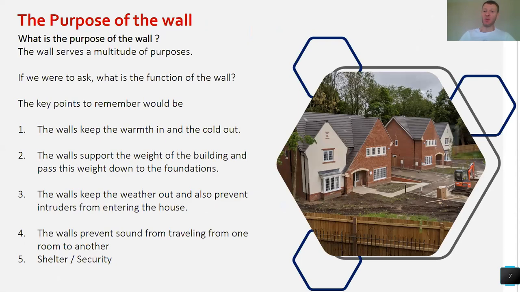Number one is to keep the house warm. It's to stop heat loss, but it's also to keep the cold out in winter. The purpose of the walls is to spread the weight of the building all the way down to the foundations. The purpose of the wall is to keep the horrible weather out, to stop the rain and wind. And I've mentioned intruders there, and that comes into play in number five as well. Number four is to stop the sound from traveling from one room to another, so you get privacy.